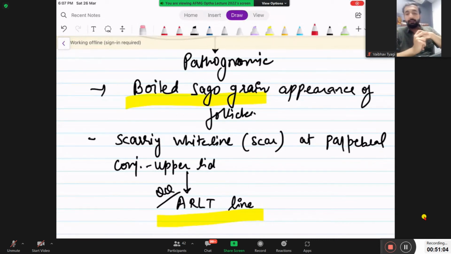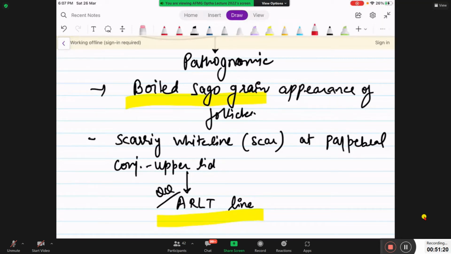So Arlt's triangle we have studied in anterior uveitis, right? Mutton fat KPs, you remember? Keratic precipitates were there, distribution with apex pointing upwards. So here is the Arlt's line which is seen in trachoma at the palpebral conjunctiva. Okay. So these things you have to remember.